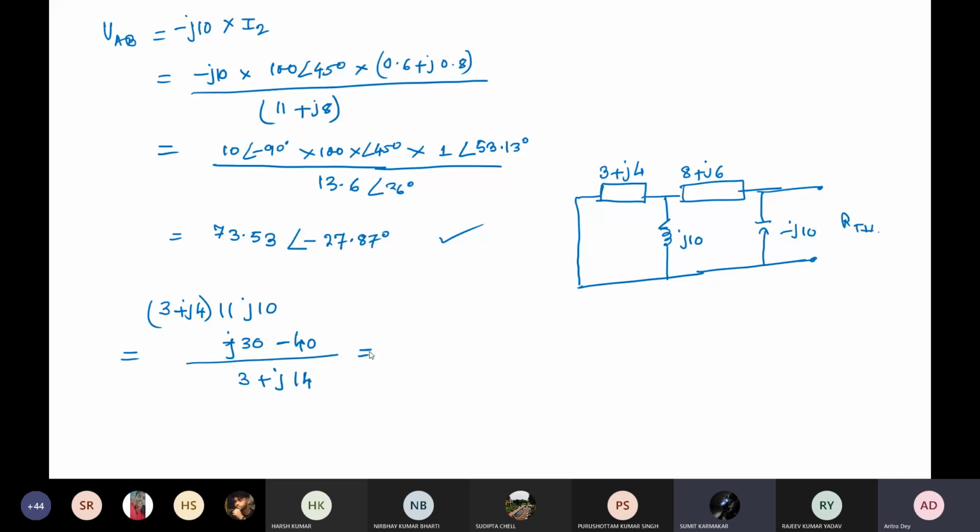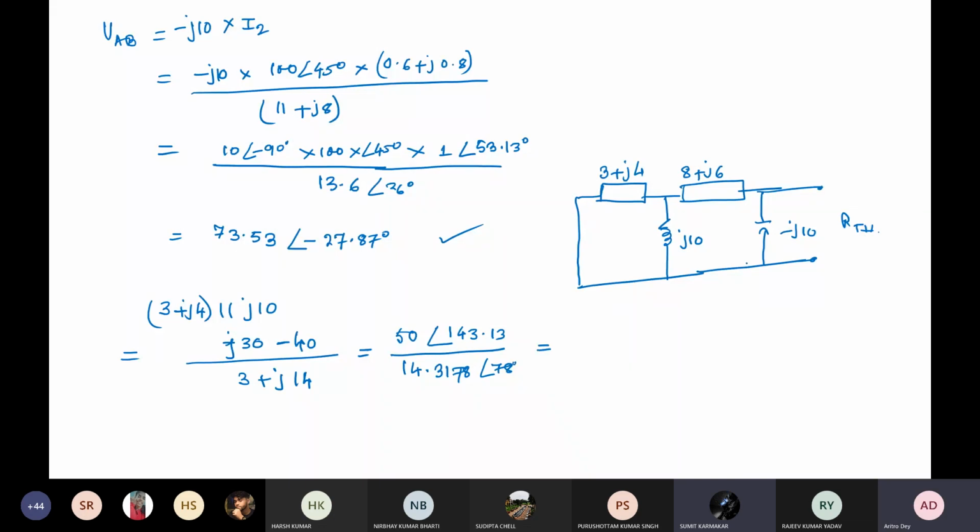That is equal to your 50 angle 143.13, and below it we'll take polar, then 3 comma 14. So this is 14.3178 angle 77.9. So 78 almost we can write.